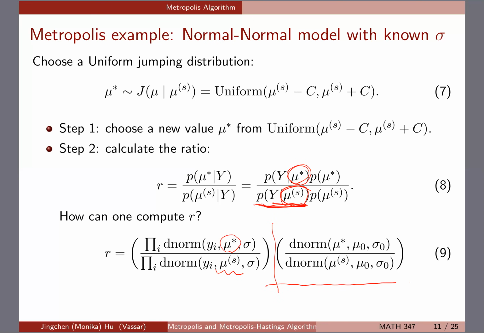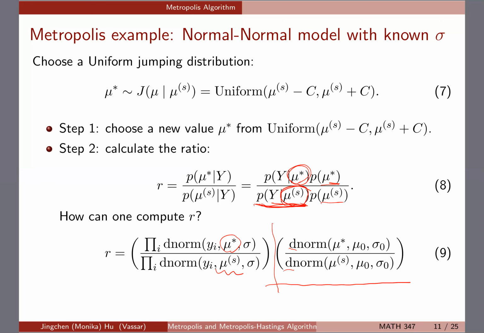And then the second part here is just evaluating the prior. The prior is the same normal, I should say, but the mu star and the mu s values are different. So the probability density under the same prior might be different, so you need to use the dnorm function to evaluate it. These are the actual computations that should go into your head when you're thinking about computing R.